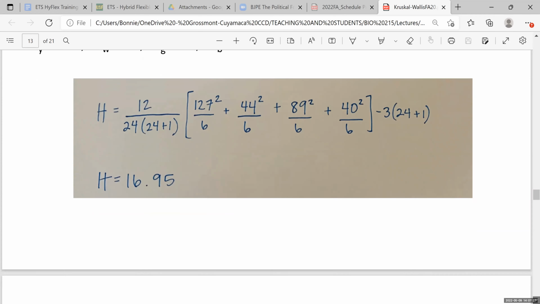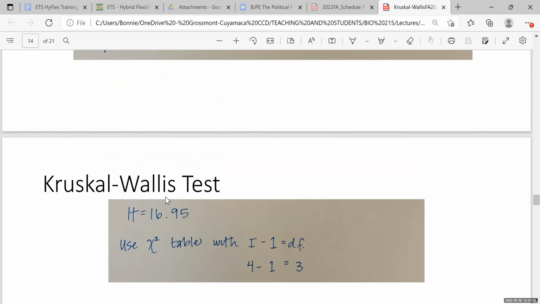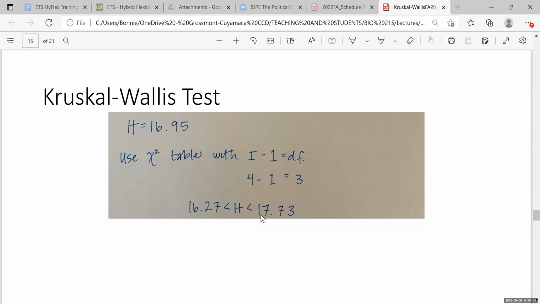And in order to use the chi-square distribution, we need to know the degrees of freedom. Right, so the degrees of freedom for our Kruskal Wallis test is going to be capital I minus 1. So we've got 4 groups minus 1, that's going to give us 3 for our degrees of freedom. We're going to go to that row on our chi-squared distribution table. We'll see that our H is in between the values of 17.73 in the table and 16.27 in the table.